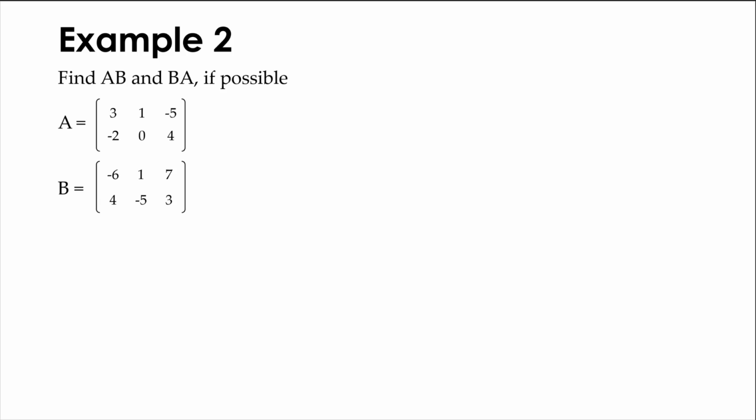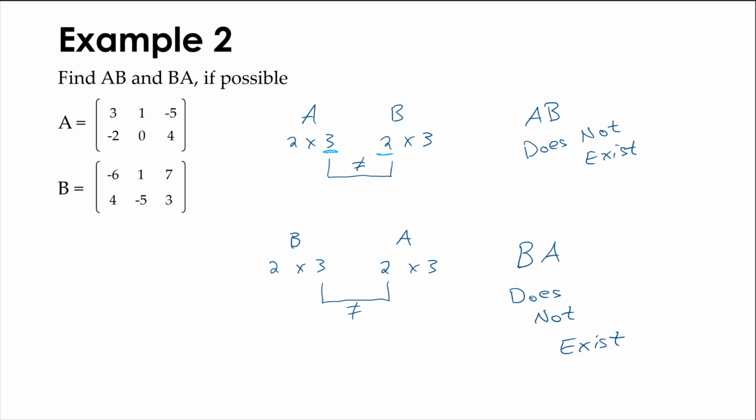Why is that? Because when I look at the dimensions, okay, I've got A is a 2 by 3 and B is a 2 by 3, and those are not equal to each other, right? My 3 is not equal to 2. Okay, so I would say that AB does not exist. And if I have BA, again, B is a 2 by 3, A is a 2 by 3, so my 3 does not equal 2, so BA does not exist as well.